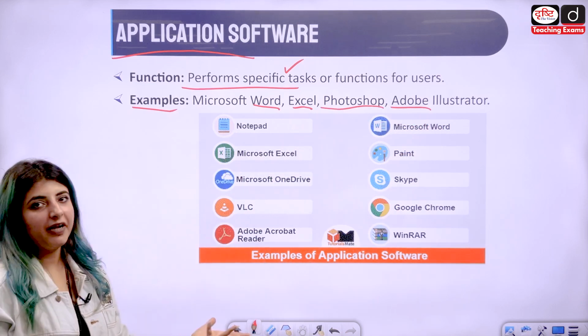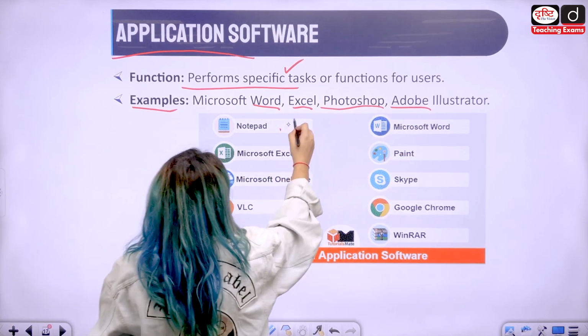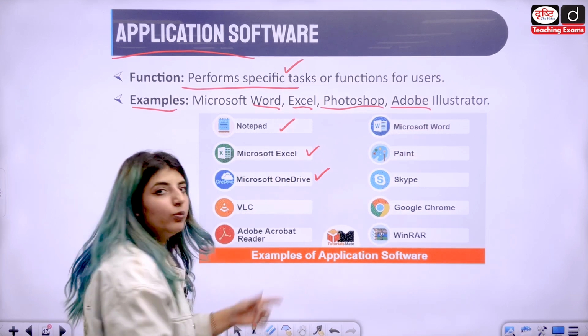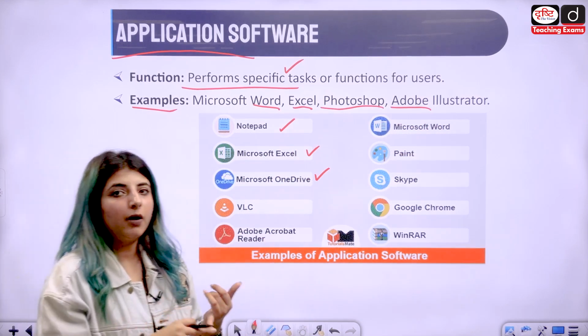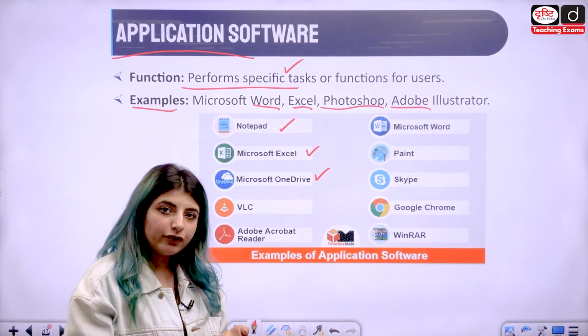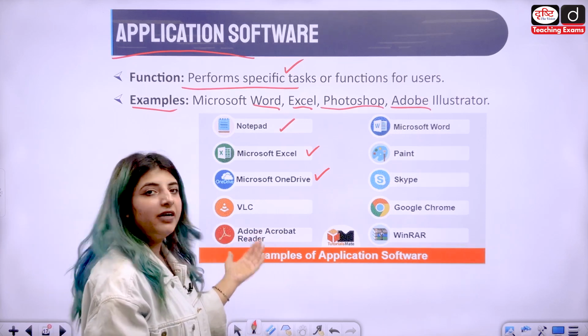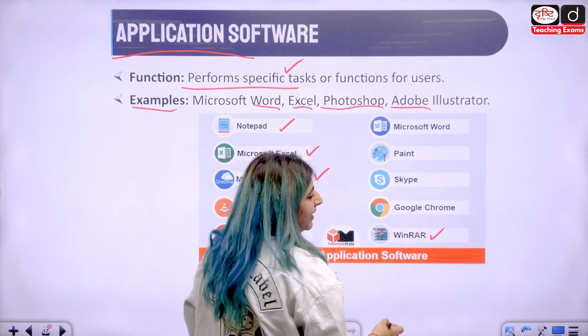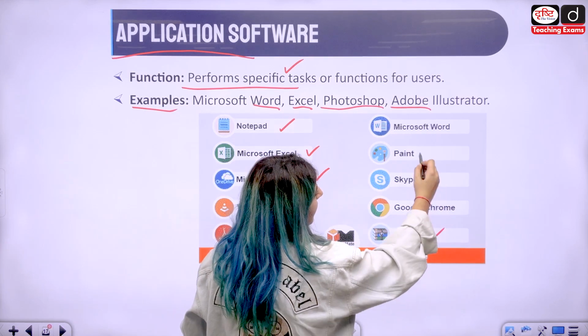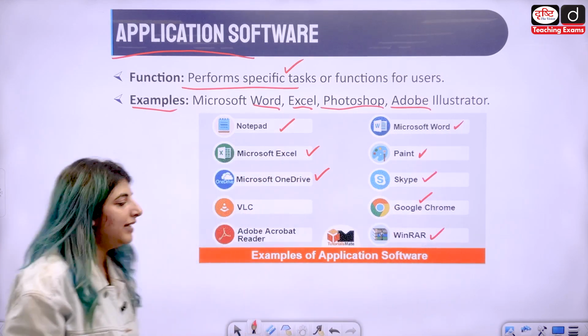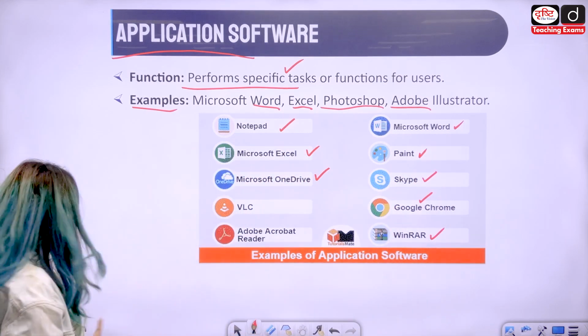Another examples could be asked in the NET examination. So Notepad, Excel, OneDrive, VLC media player to play music, to play the video files as well. Adobe Acrobat Reader, WinRAR to compress the files, Google Chrome, Skype, Paint and Word. These are certain examples of application software.